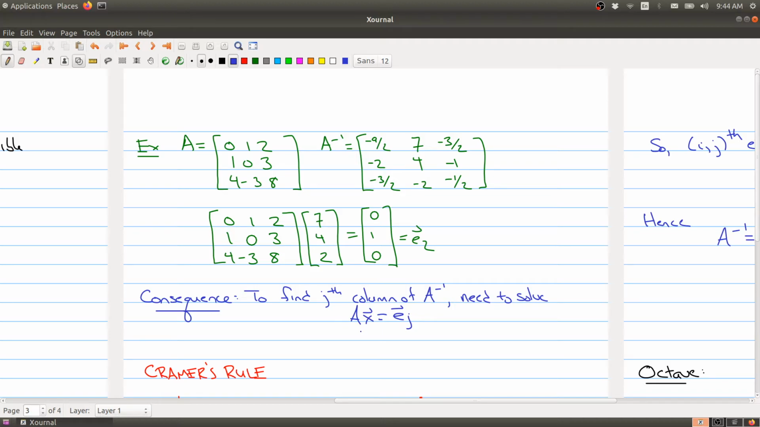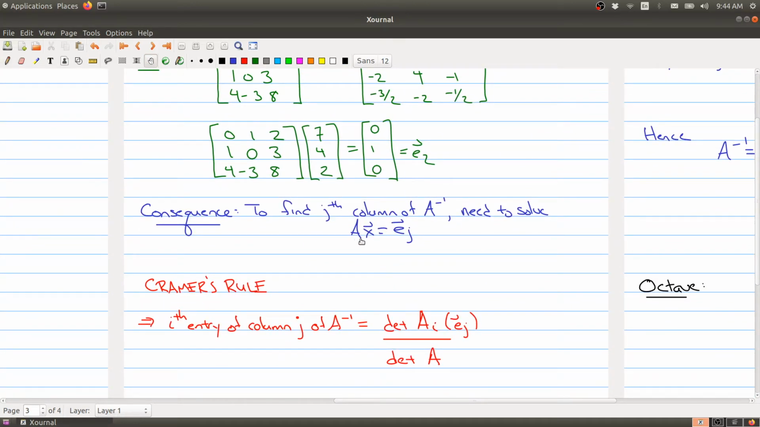So we want to be able to figure out a solution to this system of equations. This is where Cramer's rule can be used, because we want to solve this equation, and Cramer's rule tells you how to do this. The ith entry of column J of A inverse, which is a solution to AX equals EJ, you can find by computing the determinant of the matrix you get by replacing the ith column with EJ and dividing it by the determinant of A.